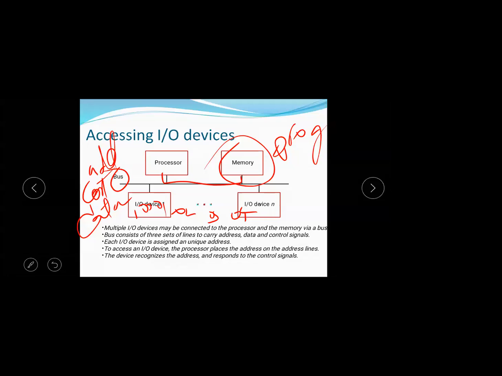The addressing is given to the devices for easy communication. When communicating, you have to say which device you want to communicate with, so we have assigned one address to each device. To access an IO device, the processor places the address on the address lines. To access any device, that device's address is placed on the address line.